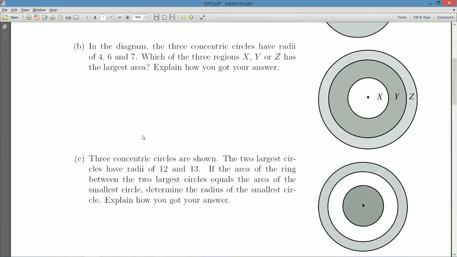Okay, B part. In the diagram, the three concentric circles have radii of 4, 6, and 7. Which of the three regions, X, Y, or Z, has the largest area? Explain how you got your answer. Okay. So X is the small circle of radius 4. Y is the difference between the medium circle, whose radius is 6, and the small circle, whose radius is 4. And Z is the difference between the circle of radius 7 and the circle of radius 6. So all we need to do is calculate those three values and figure out which of the areas is the largest.